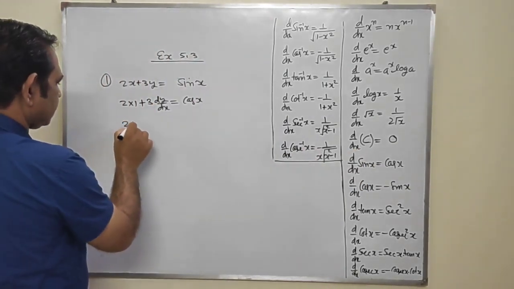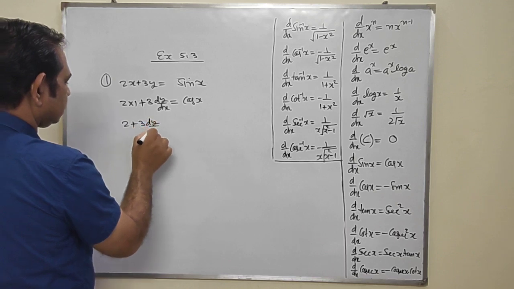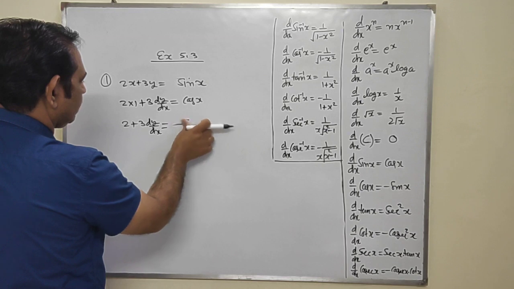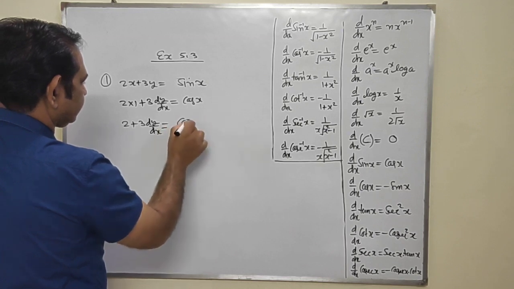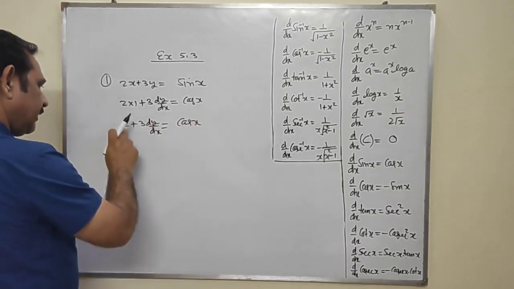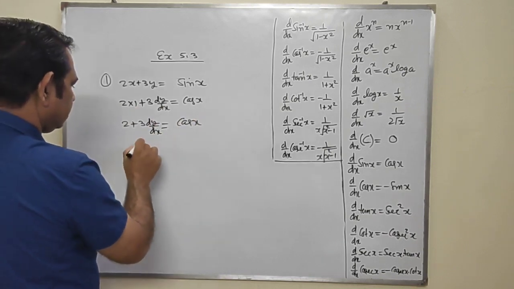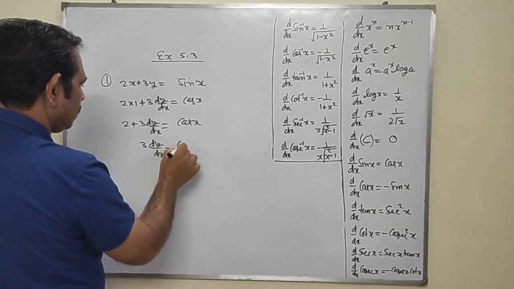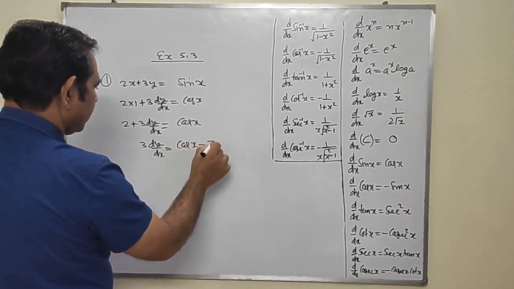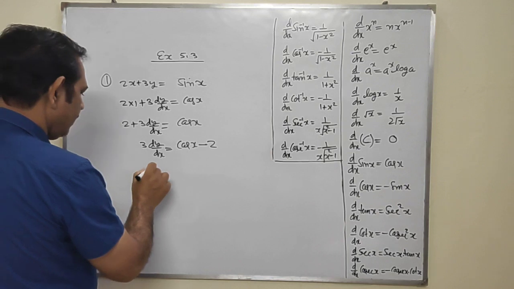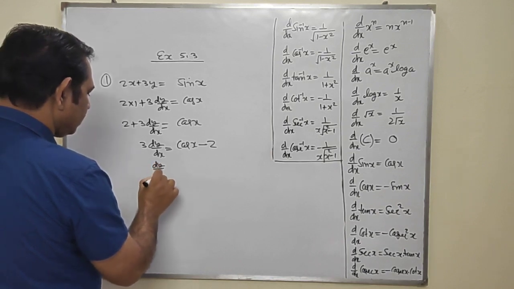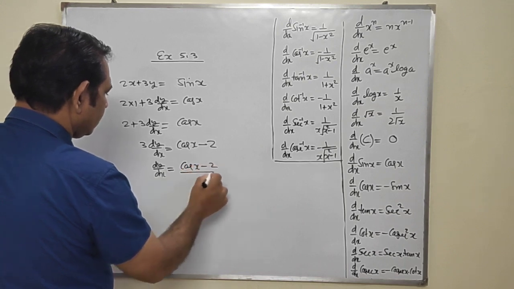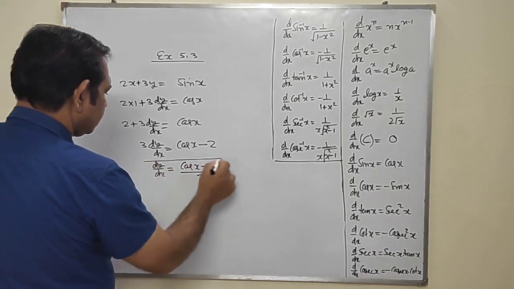So 2 plus 3 dy by dx is equal to plus cos x. Take 2 to that side. 3 dy by dx is equal to cos x minus 2. So dy by dx will become cos x minus 2 upon 3. So this is the final answer.